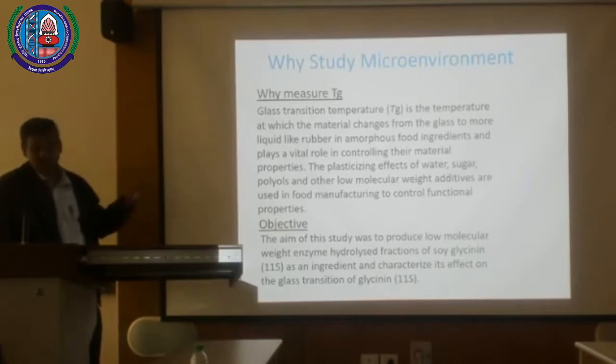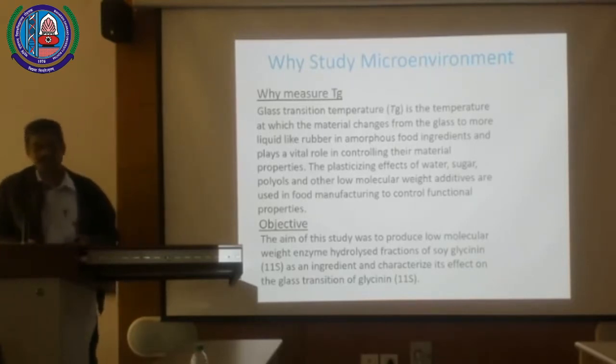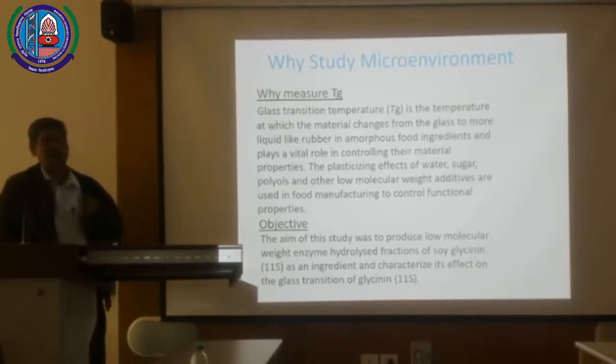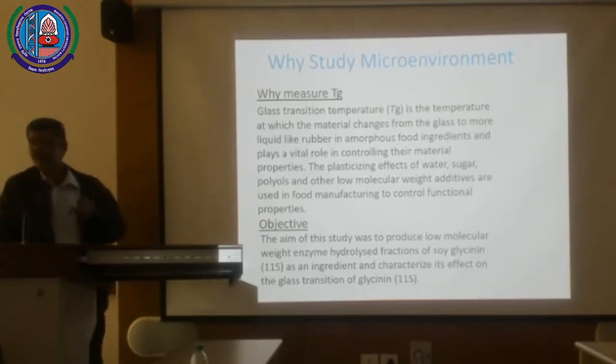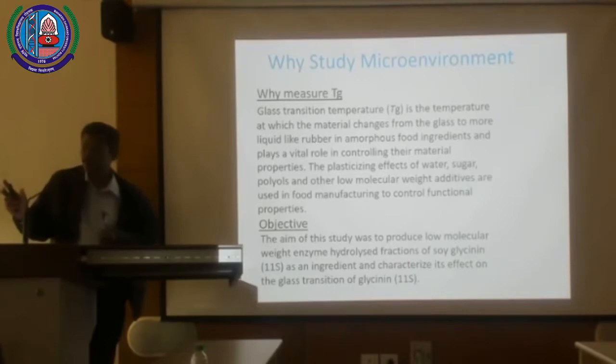Then coming to why we measure Tg, we can ask the question ourselves. So the glass transition, what is Tg? It is the temperature at which the material changes from a glass to a more rubbery, liquid-like state, particularly in food. That controls the material properties. You can add any of the plasticizers, whether it's water, sugar, or low molecular weight additives. I think we'll be discussing the hydrolysates that we produce. Some of the fragmented hydrolysates act as a plasticizer.